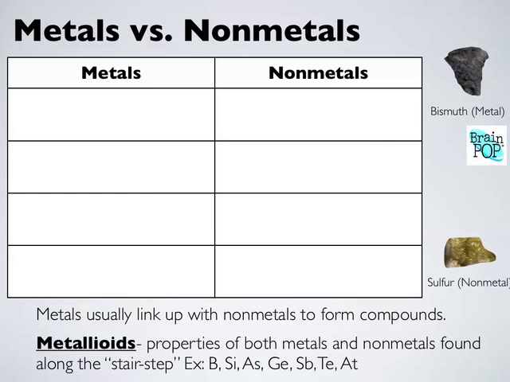So, metals and non-metals are divided up on the periodic table. Okay. Metals are on what side? Left. Non-metals on the right. And so, what's the difference between a metal and a non-metal? Anyone have any ideas?